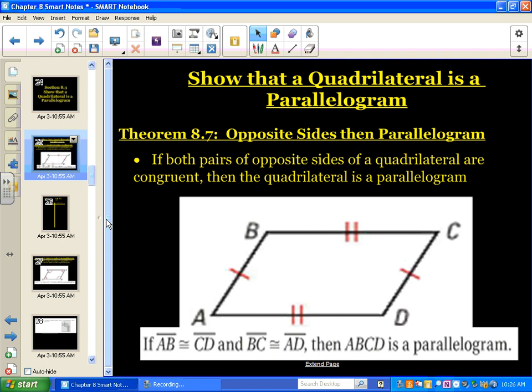So, looking at this theorem as you're writing it down, what shape do we start with? According to this theorem, what shape do we start with? Christina? A quadrilateral. And what do we know about this quadrilateral, Daniela? The opposite sides are congruent. So, we know it's a quadrilateral. We know the opposite sides are congruent. So, Tyler, what can we say then about the quadrilateral? Then it's a parallelogram. It's the converse of what we did in 8.2.